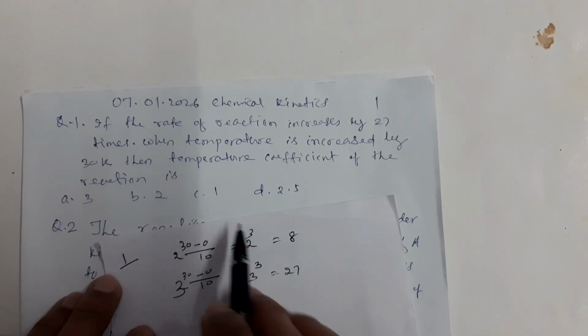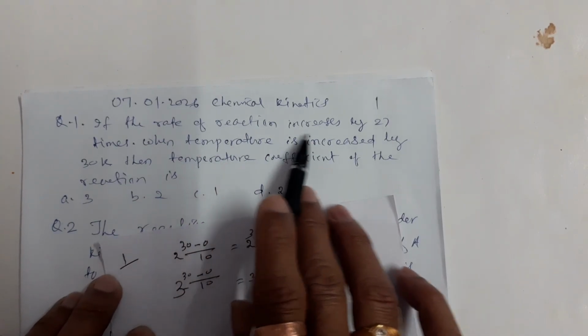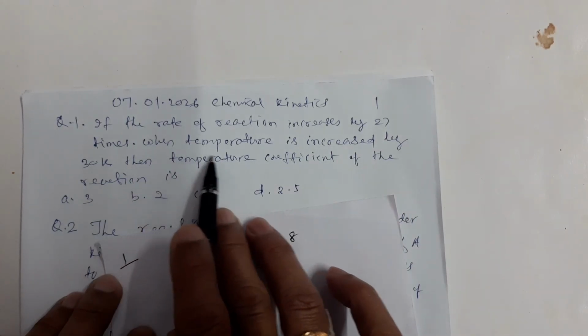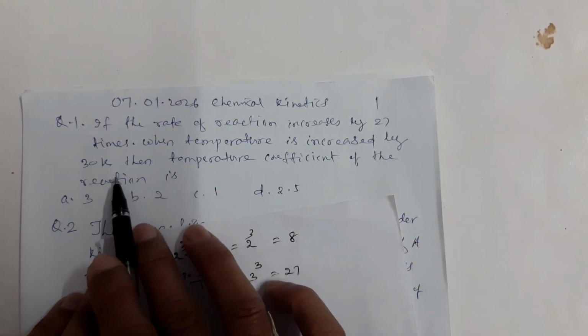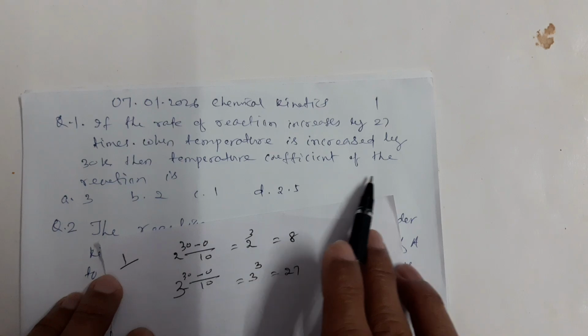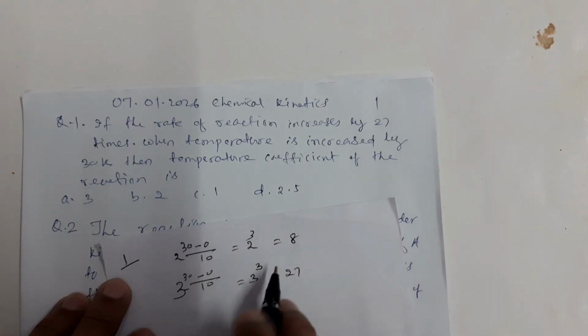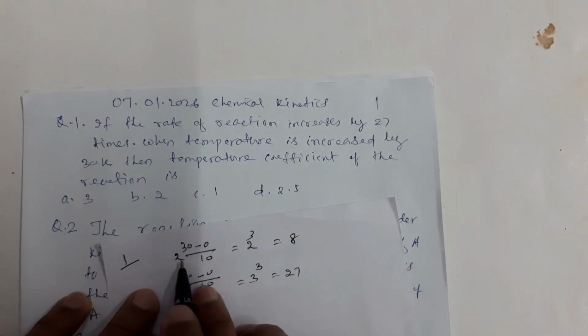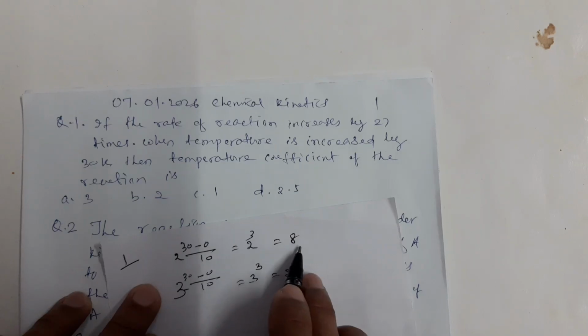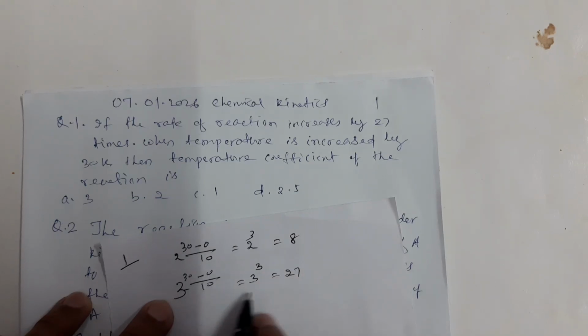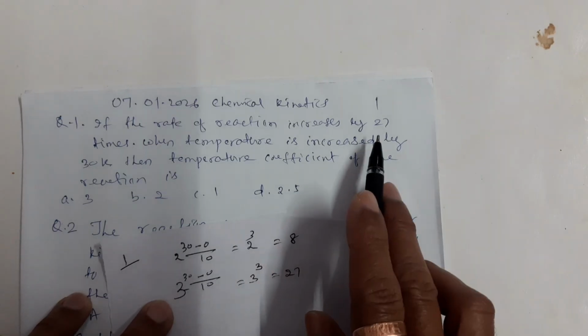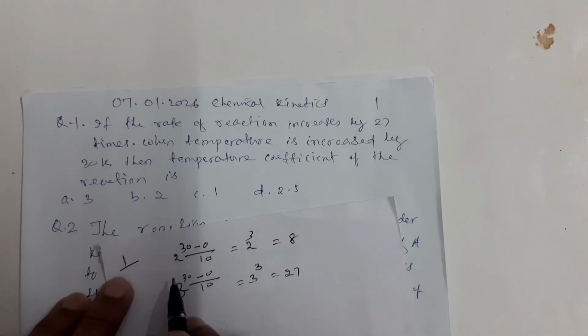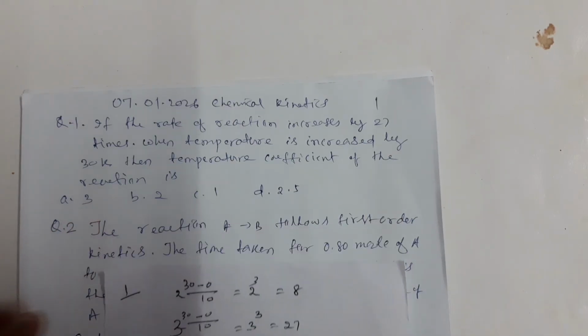If the rate of reaction increases by 27 times when temperature is increased by 30 Kelvin, then the temperature coefficient of the reaction is what? By taking 2, you are getting 8. By taking 3, you are getting 27. So it is 27 given. So your temperature coefficient 3 is the correct answer. Choice A is the correct answer.